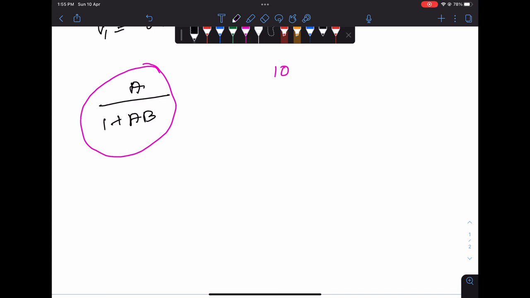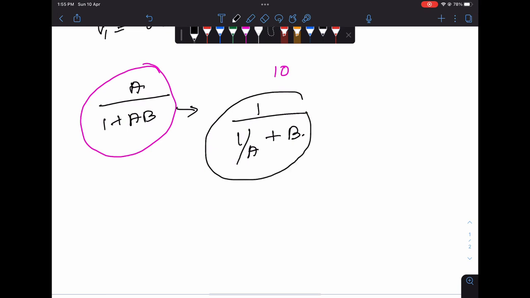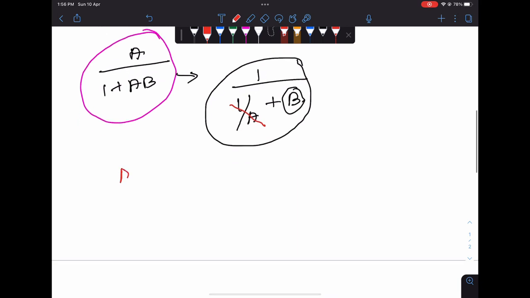Keeping 1 divided by (1 by A plus beta) as constant, we should neglect 1 by A. Assuming that 1 by A is less than beta, the closed loop gain only depends upon beta, and the closed loop gain is given as 10. So we can draw the graph and take V1 and V2. That's the assumption we are using: 1 by A is very small.